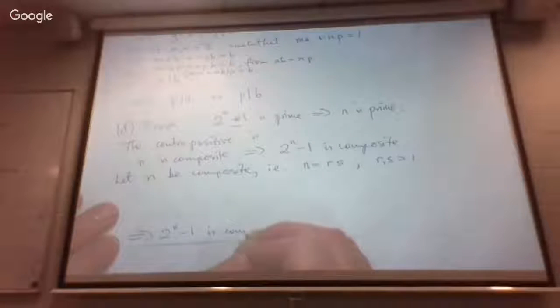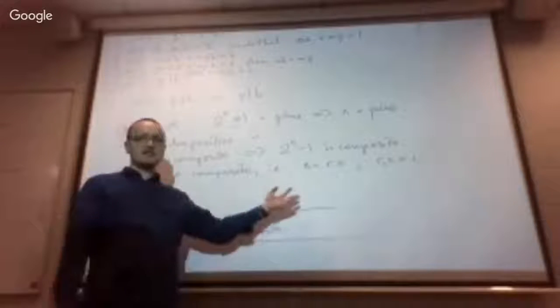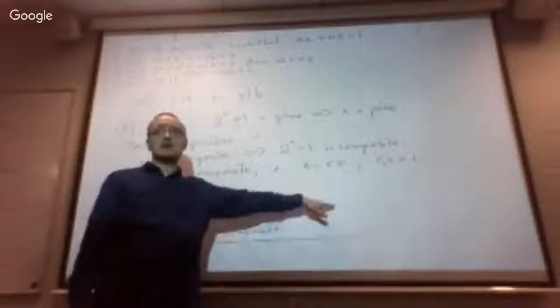So let n be composite, i.e. n is equal to r times s, where both r and s are non-trivial. They're both strictly bigger than 1. And the conclusion you're trying to reach, 2 to the n minus 1 is composite. That's reachable. It's clear how you reach it. You just have to show that there's a factorization of 2 to the n minus 1 into non-trivial bits. You don't want to prove it's got a factorization that could somehow be 1 times 2 to the n minus 1. Prove it's composite, but genuine factorization. So where does it come from?